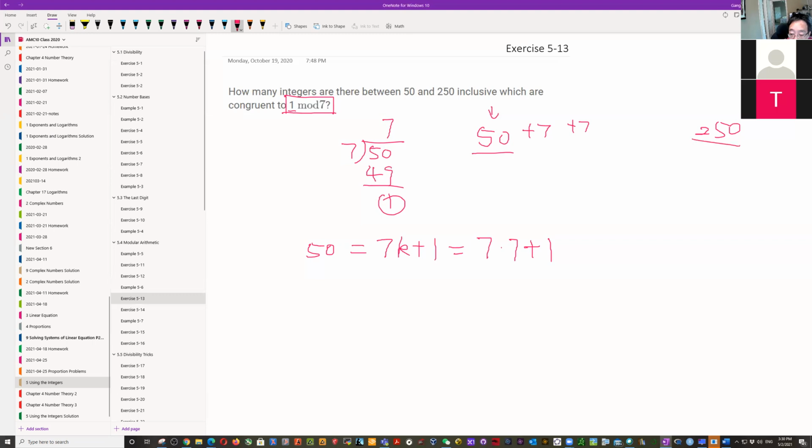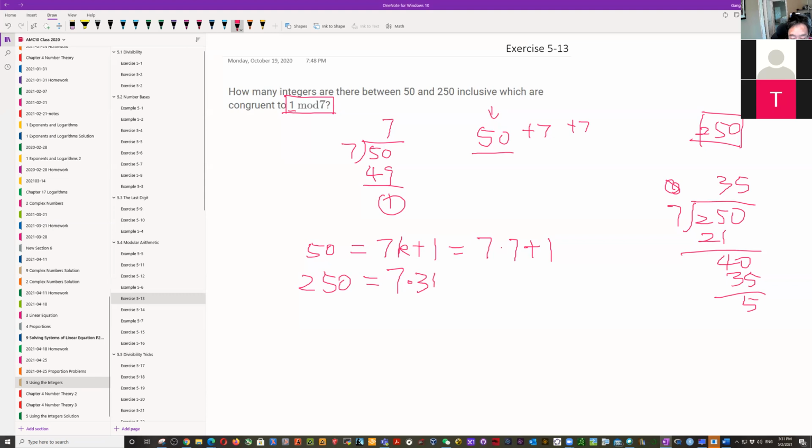And then we're trying to do 250. It may not be modulo 1, but we're going to use the 7 and try to find its remainder. So 250 divided by 7 is 35 and 5. So basically 250 is going to be 7 multiplied by 35 plus 5. So we know the last number.